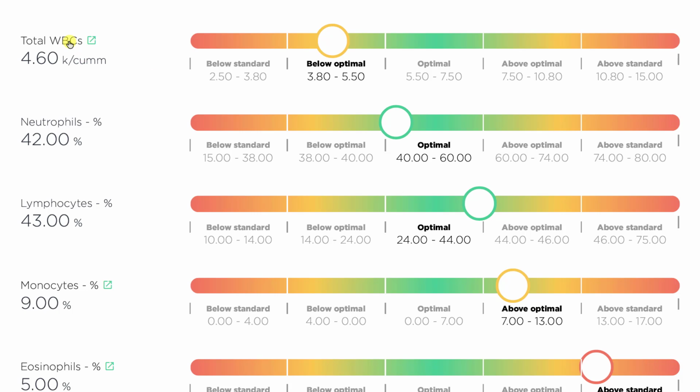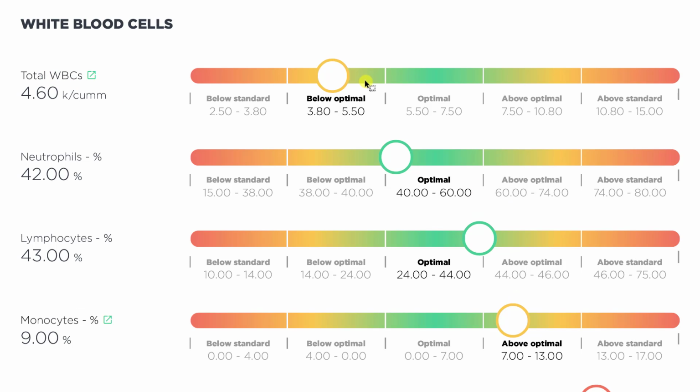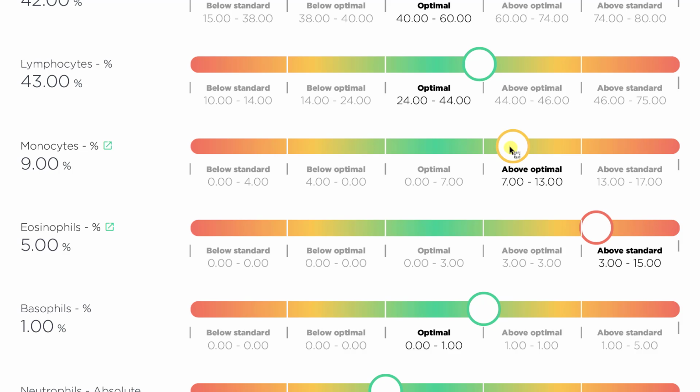You can then break white blood cells down into specific white blood cells that have specific functions in the body. Neutrophils are specific to bacterial infections. Lymphocytes are specific to viruses. Monocytes are specific to tissue damage. You can see yours are elevated. So this does suggest that your immune system is suppressed, fighting something. Your immune system's been fighting something because there's tissue damage occurring.